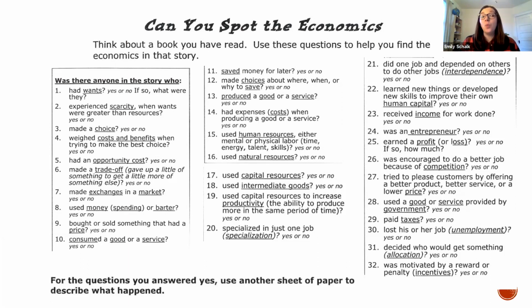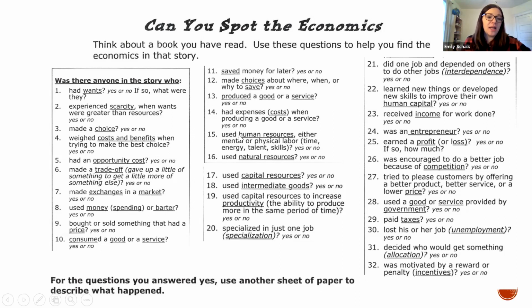Was there anyone in the story who had wants? Yes or no? If so, what were they? Well, wants and needs is an economic topic. So getting them to start thinking about the fact that economics is everywhere, even at an early age, is a really great way to get them thinking. And a lot of economics is actually about decision making. In a lot of children's stories, that's what we see: a character having to make decisions and go through problems and issues and make the decisions that are best for them and their situation.